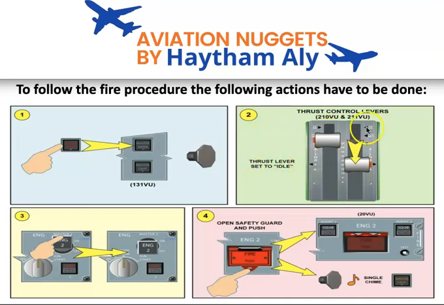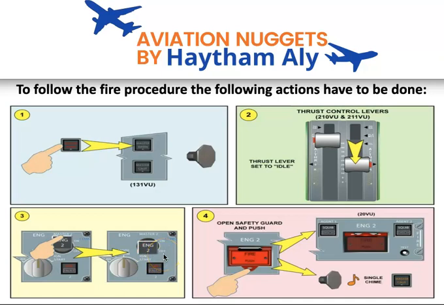When you take the throttle lever to idle, you need to remember that you decrease the nacelle ventilation, and now if you release the fire agent into the nacelle, it will be effective, everybody. Number 3, everybody, you need to take the master lever of the affected engine to off. Master lever to off.